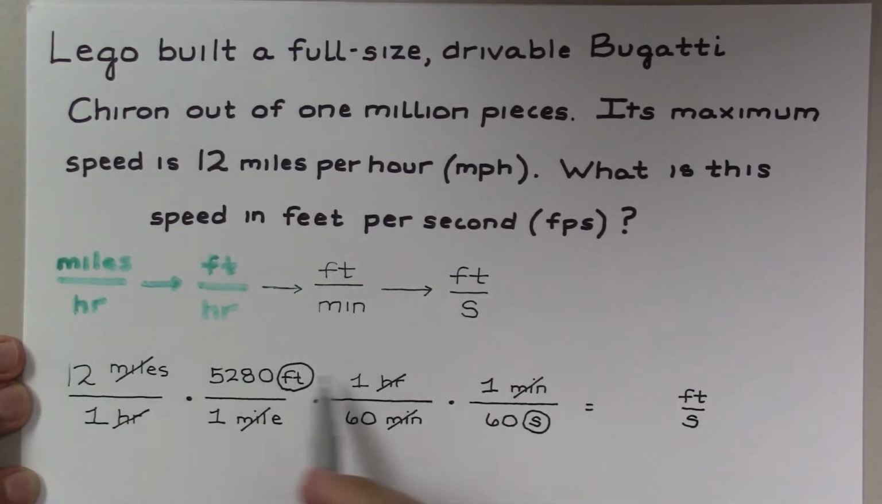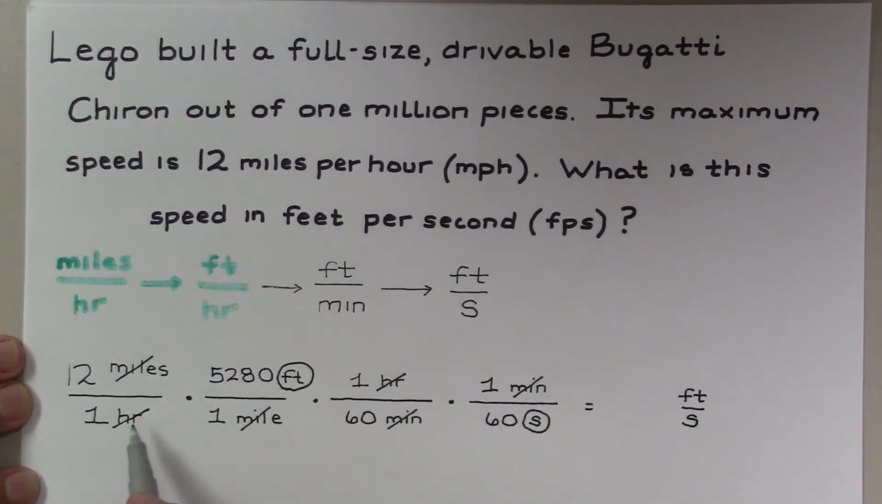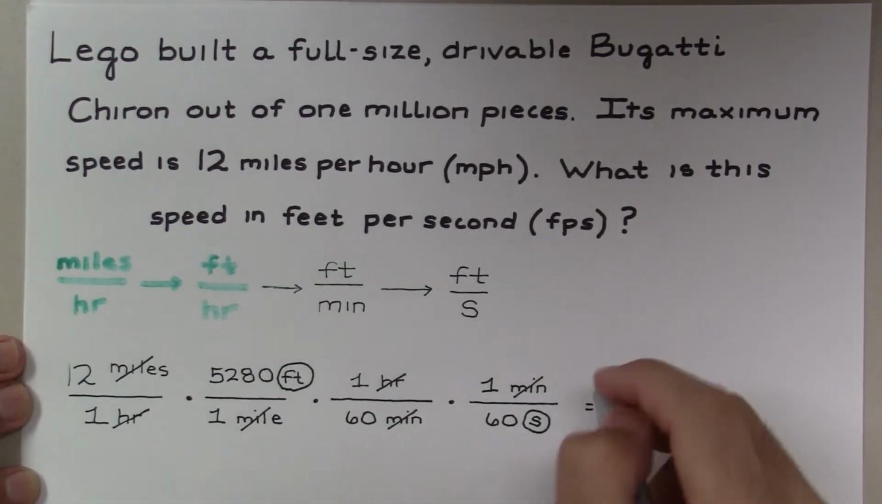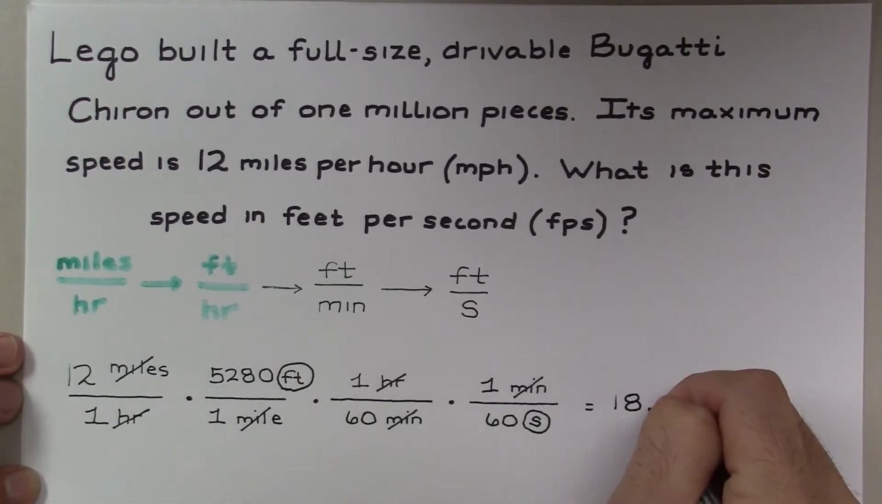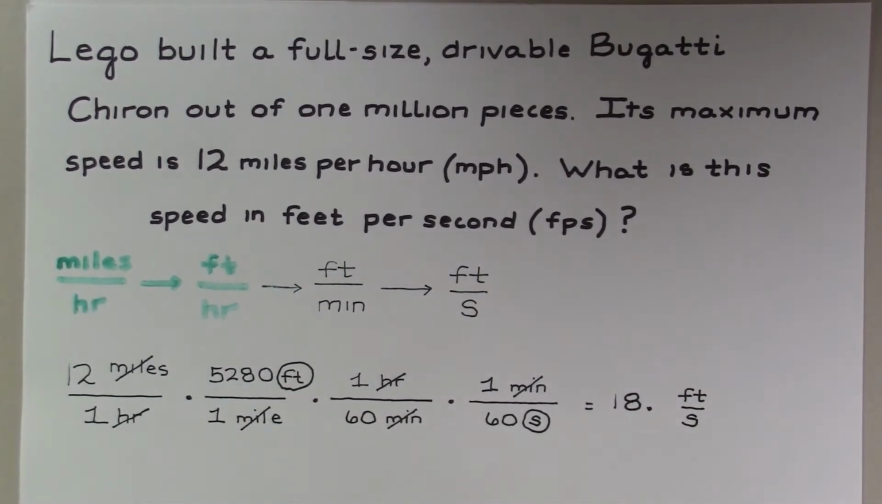If we multiply everything on top and divide everything on the bottom, we will result with an answer of 18 feet per second. This is an important problem when dealing with two units, one on top and one on the bottom.